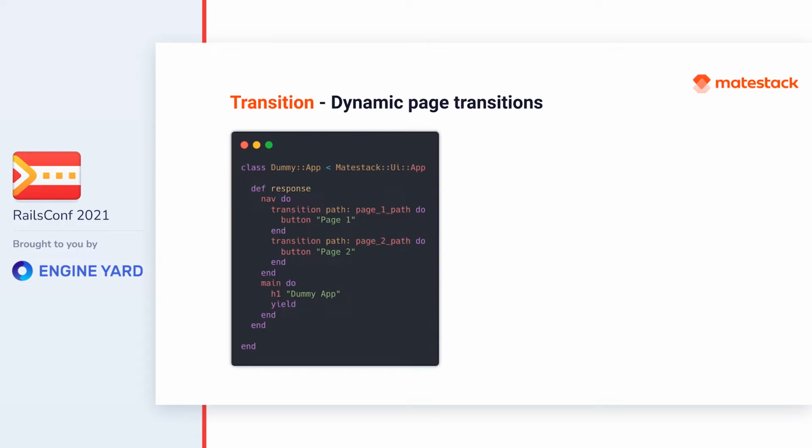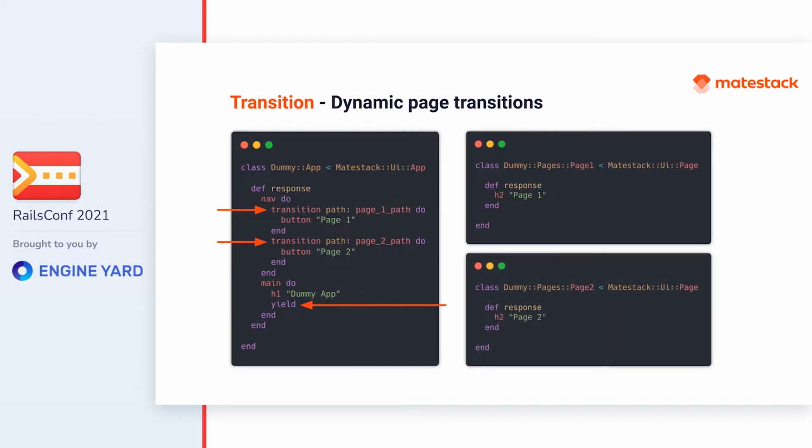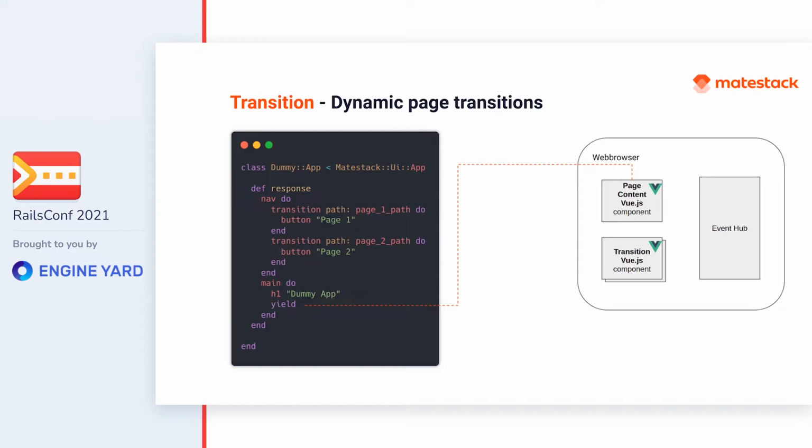Just like MateStack pages and components, we define a Ruby class and a response method. In there, we're defining a navigation on top, calling 2 transition components in our example, with different paths targeting the Rails controller actions we just saw. And we need this yield telling the app where to yield pages, like these 2.